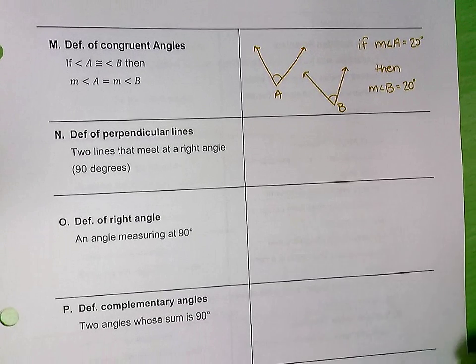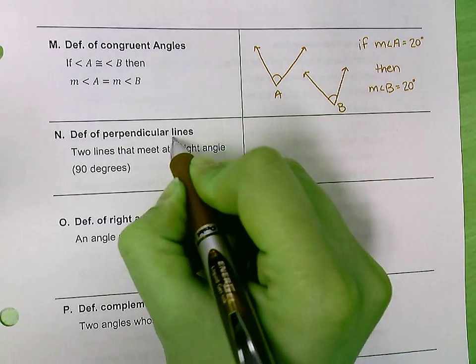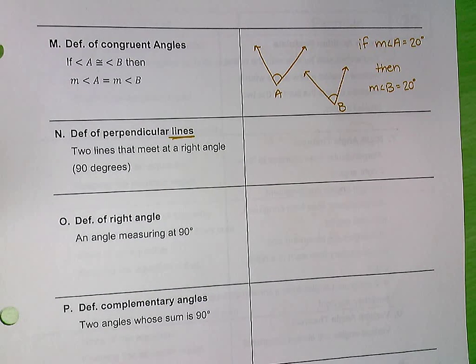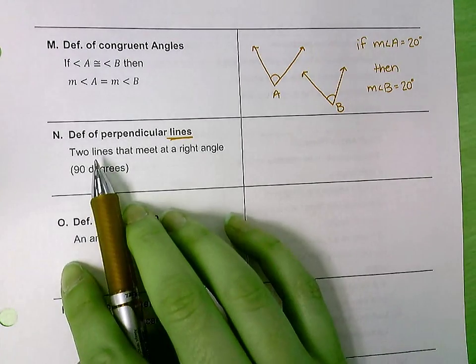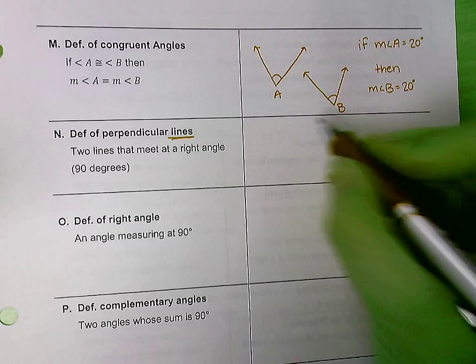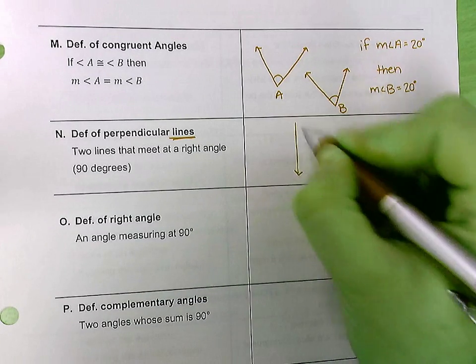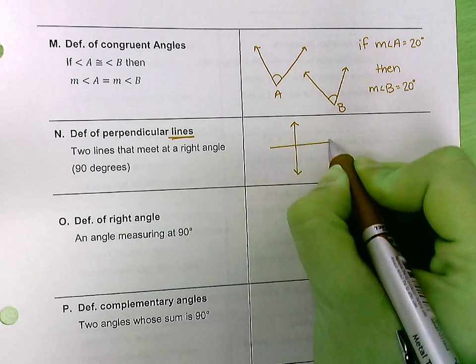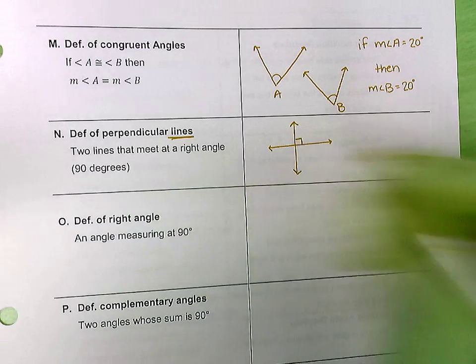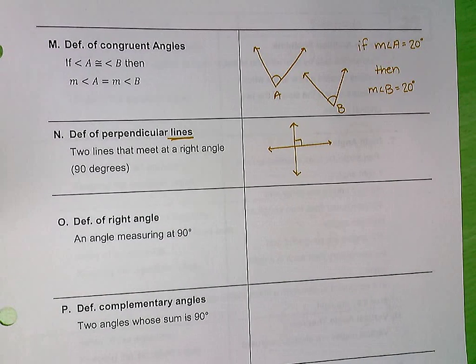The next one is definition of perpendicular lines. This has to do with your lines that are perpendicular. There's a couple different ones in here that you may get mixed up with definition of perpendicular lines. That has to do with the lines. So this is two lines that meet at a right angle. So if I have two lines, they meet at that right angle, they are perpendicular. That's the definition of perpendicular lines.